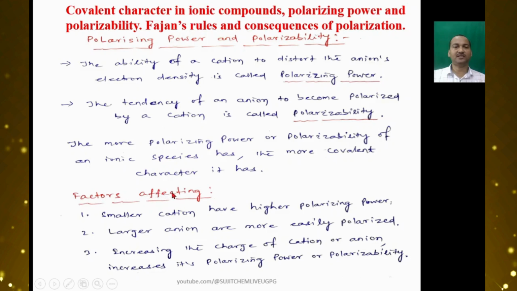So what are the factors affecting? So smaller cations have a higher polarizing power. Larger anions are more easily polarized. So increasing the charge of cation or anion increases its polarizing power or polarizability.